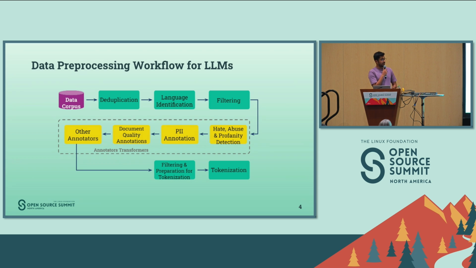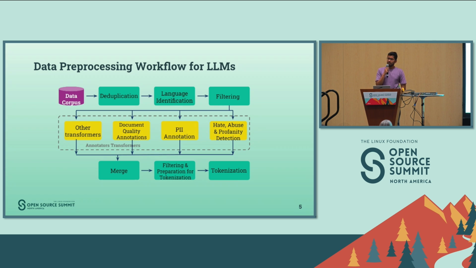After that, depending on the source of the input data, you may have several annotative transforms that you need to do. An example of that would be identifying if the data has personal identifiable information in it or not. Another one could be checking for the presence of hate, profanity, or abuse language. Once all of these transforms are done, you'll then go on with filtering and finally tokenization.